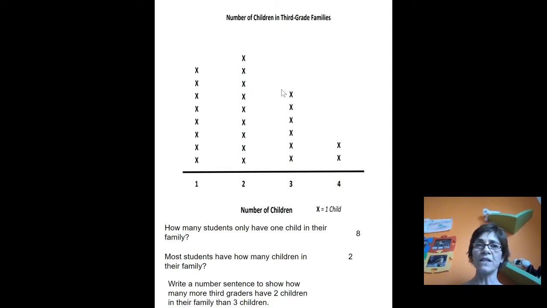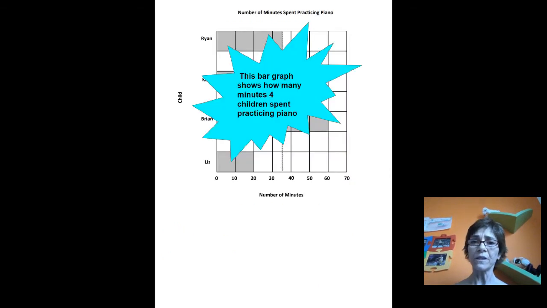So what is the number sentence that we're going to write to show the difference? Remember, when we compare, we subtract. So we can do 9 minus 6, and that's 3. So there's 3 more third graders that have 2 kids in their family. So you see how many questions we can answer and how much information we can draw from a chart, a table or a graph.